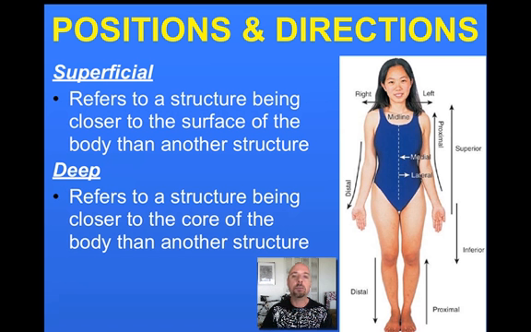Now, two additional terms that I want to talk about that are going to be really important when we do dissections are superficial versus deep, and they're exactly what they sound like. Superficial is something that is really, really close to the surface versus something that is deep, is closer to the core of the body and underneath a lot of structures. So for instance, our organs are deeper than our muscles. Our muscles are deeper than our bones, or at least some of our muscles are. We could say that our bones are more superficial than our organs, meaning that our bones are closer to the surface of our body than our organs are.